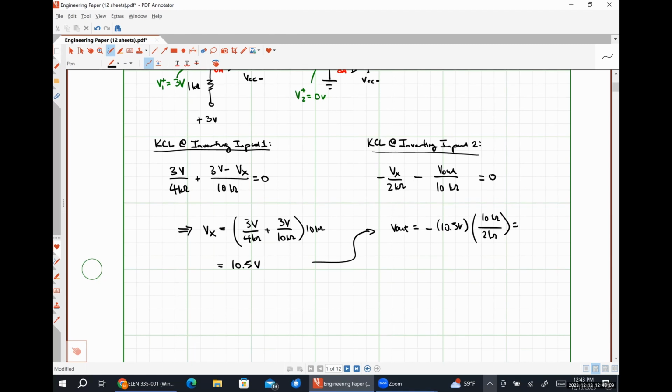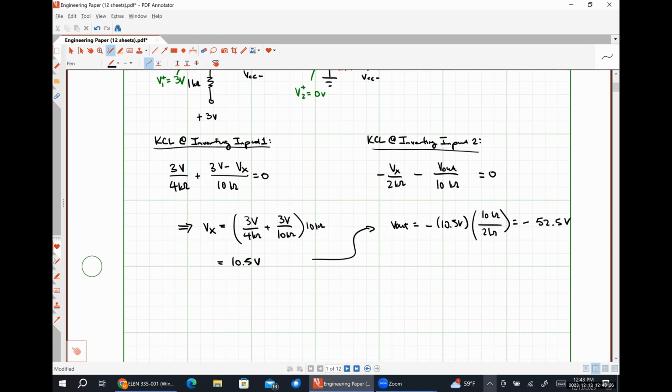Is negative 52.5 volts. So we'd have to have a pretty beefy op amp to be able to give us an output voltage that high, or at least accept very, very large supply voltages, but that's not really what we're looking at here. Okay. So this process is the hard way, and it is not particularly difficult, but we could make this wildly easier by making a couple of simple observations.